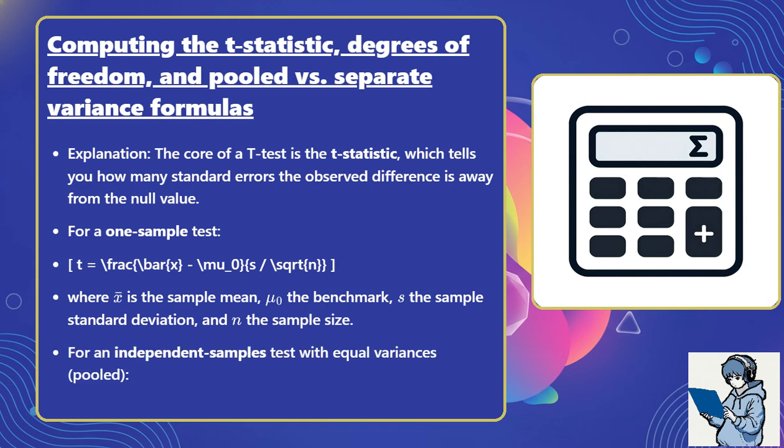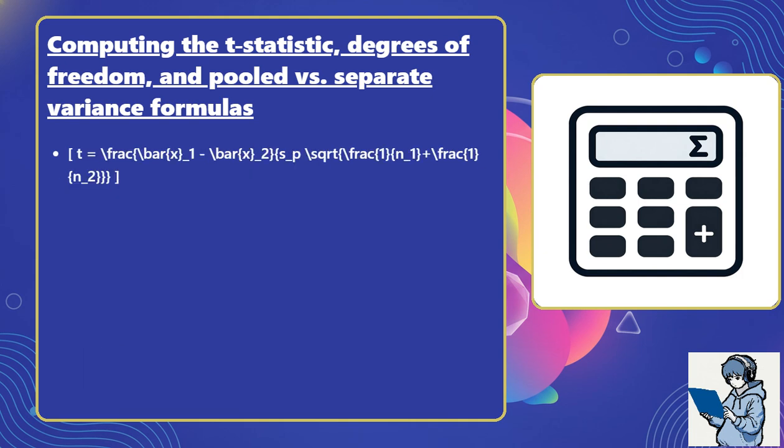For an independent samples test with equal variances pooled, sp squared equals (n1 minus 1) s1 squared plus (n2 minus 1) s2 squared, over n1 plus n2 minus 2. T equals x bar 1 minus x bar 2 divided by sp times square root of 1 over n1 plus 1 over n2. Degrees of freedom df equals n1 plus n2 minus 2.